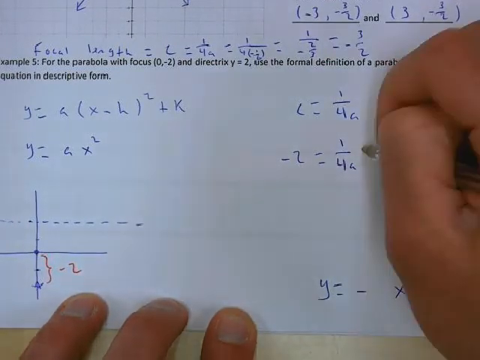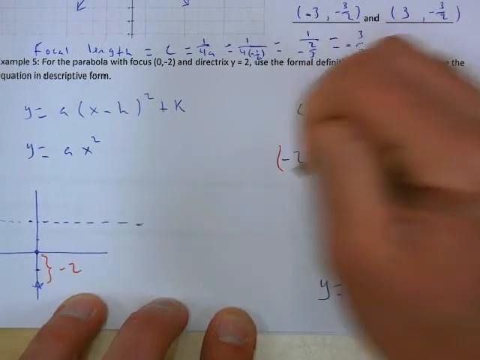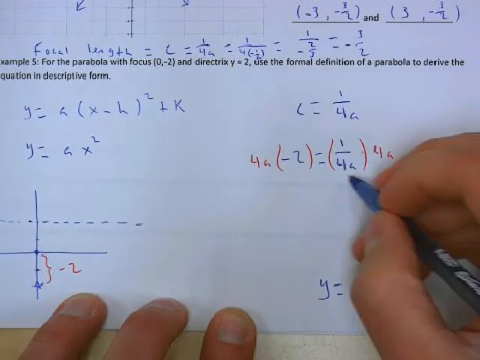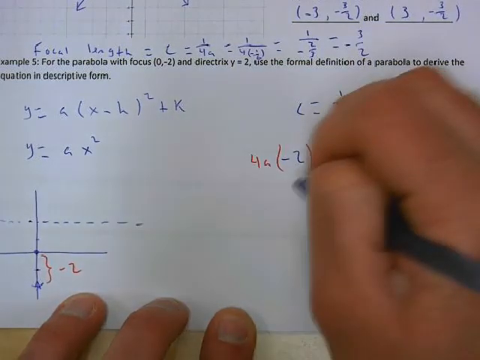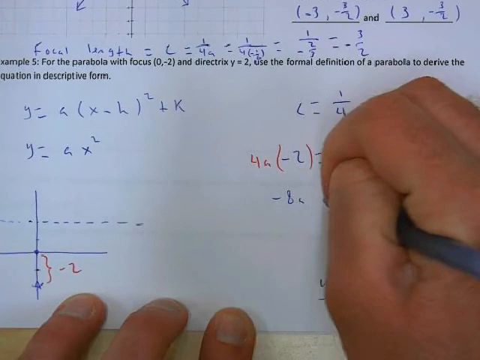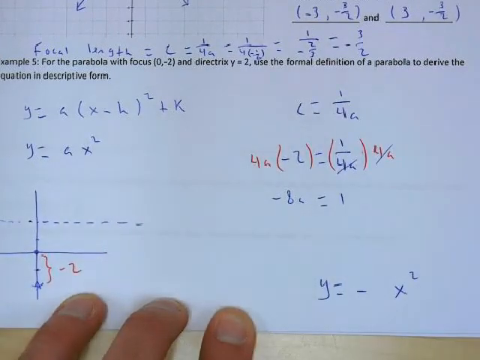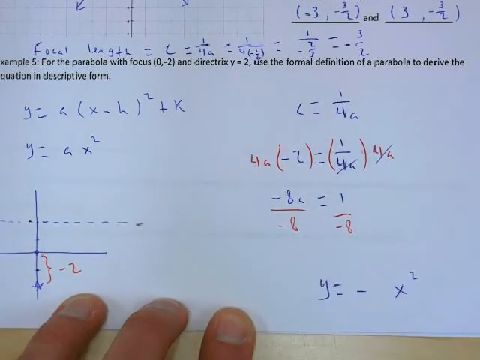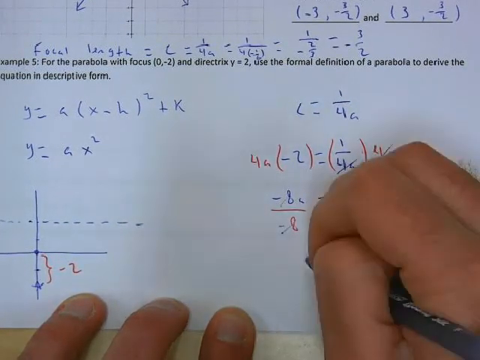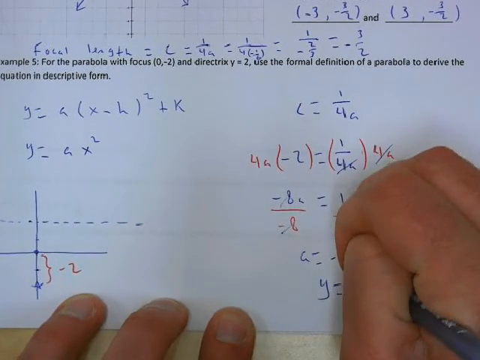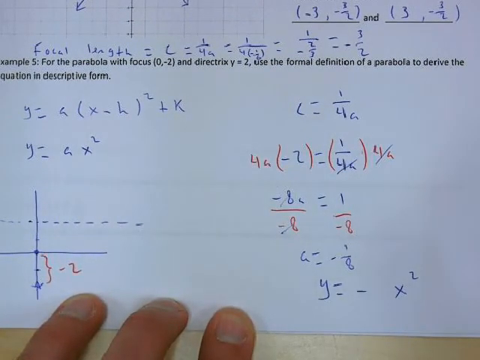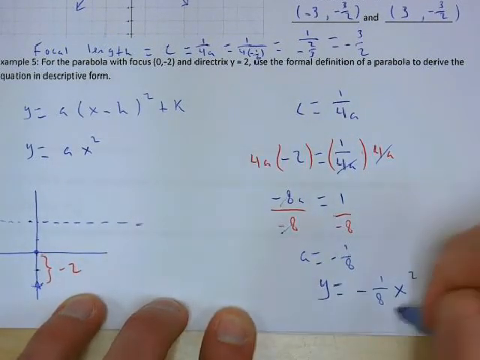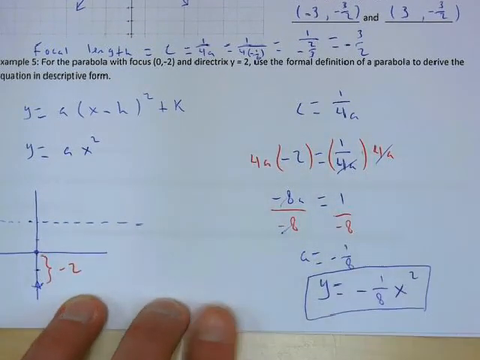Okay. All right, these are pretty much always solved the same way. We want to get rid of the fraction. Well, let's multiply by the denominator then. So multiply both sides by 4a. And then those reduce, and I get -8a = 1. And then now to get a by itself, divide both sides by negative 8. And then those reduce, and I get a = -1/8. So then plug that into my equation, and I get y = -1/8 x squared, and that is my equation.